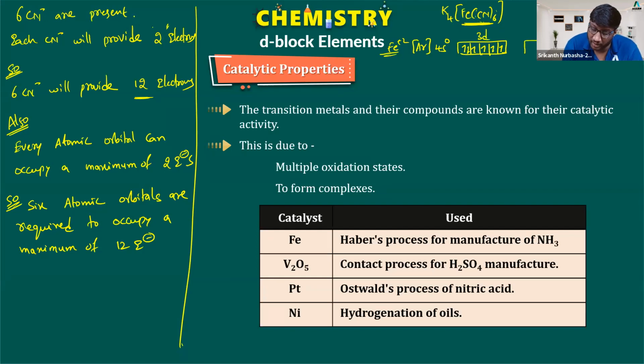After 3d, what do we have? We have 4p, right? 4p. After 4p, you have 4d. Now, how many orbitals are required, students? Just now I have told you. 6 atomic orbitals are required to occupy 12 electrons. So what are the 6 atomic orbitals you can expect?